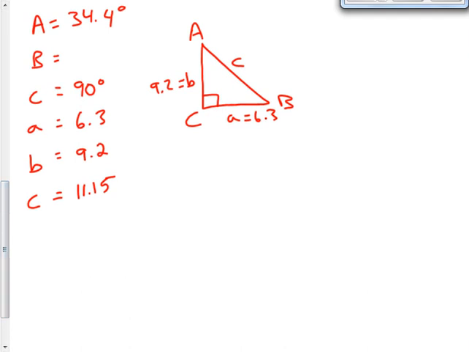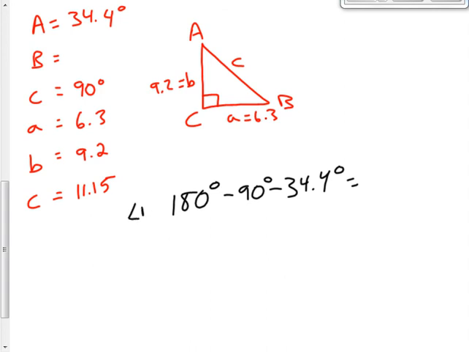Now again, at this point, you could use a trig function to find out what B is, but because we know that there's 180 degrees in the triangle, I now can use this to figure that last angle out. Angle B is equal to this. And so 180 minus 90 is 90. 90 minus 34.4 is going to give us 55.6 degrees.